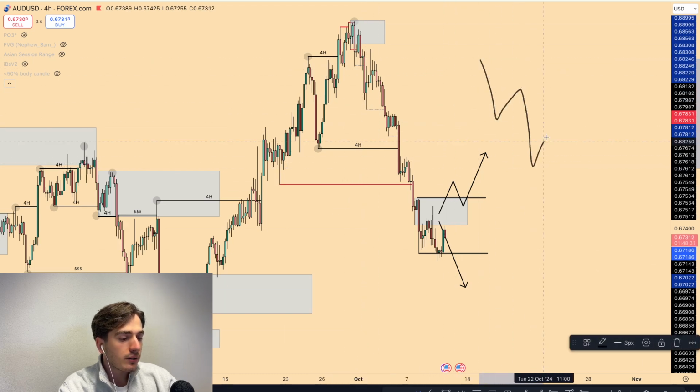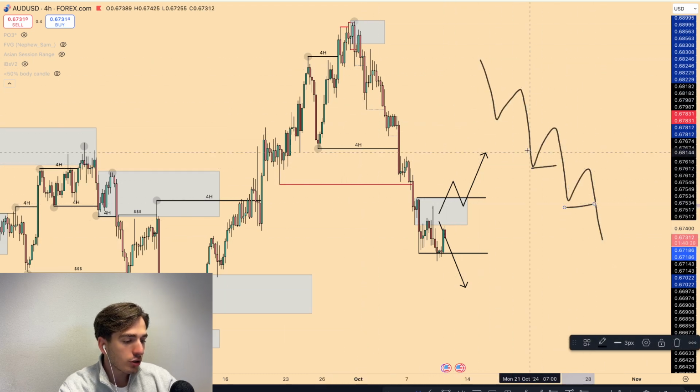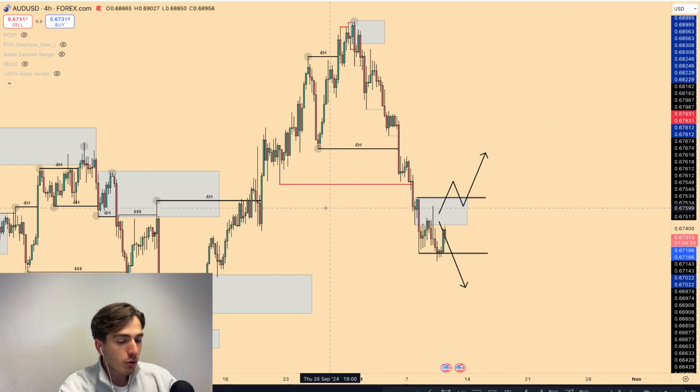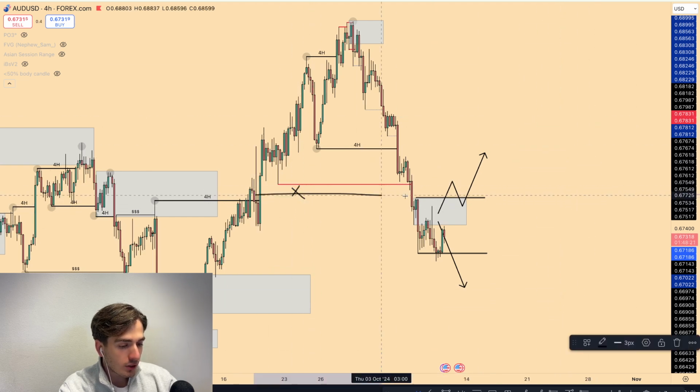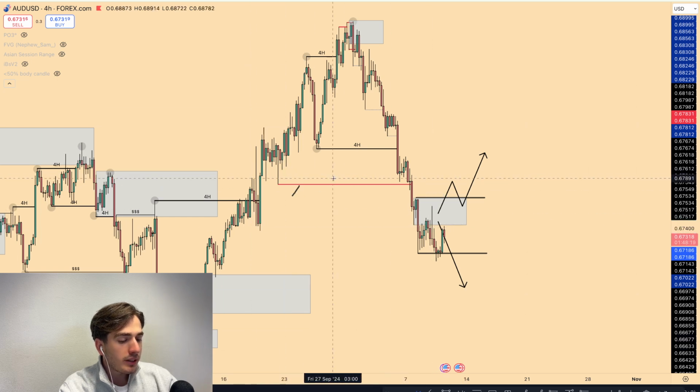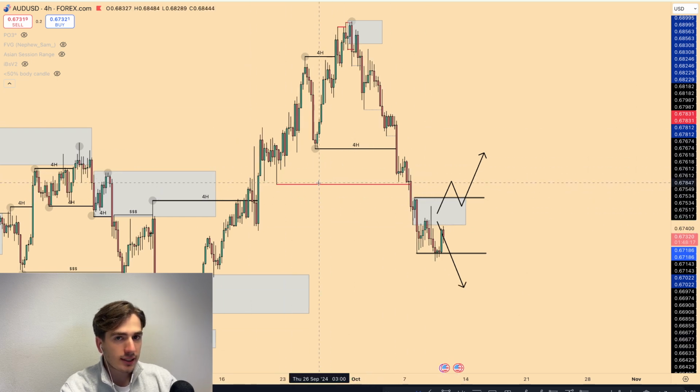So in a trend, what do you expect? Every single time you break structure, what do you expect? You expect a pullback to happen, right? So when does that pullback happen? It happens either at strong areas of liquidity or strong areas of demand. But then we need confirmation that demand or liquidity is actually going to do something.